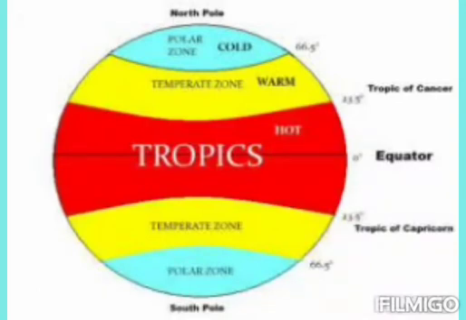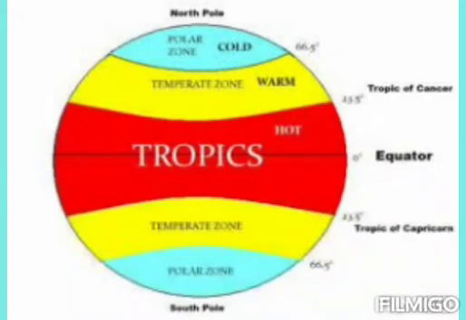Let us see the latitudes again clearly. 90 degree N is the North Pole. 66.5 degree N is the Arctic Circle. 23.5 degree N is the Tropic of Cancer. 0 degree is the equator. 23.5 degree S is the Tropic of Capricorn. 66.5 degree S is the Antarctic Circle. 90 degree S is the South Pole.